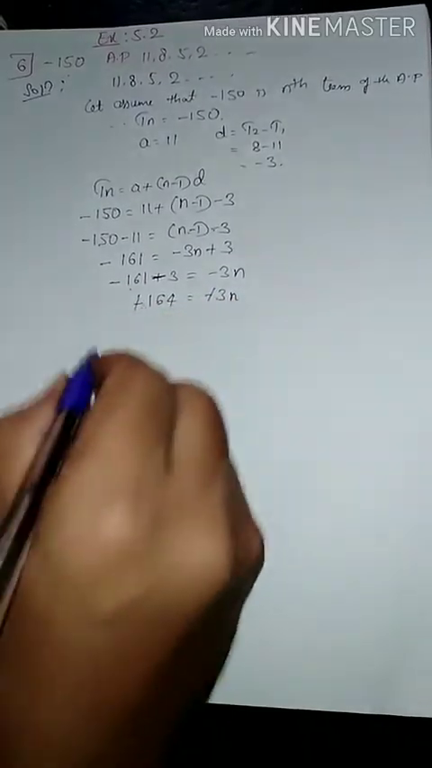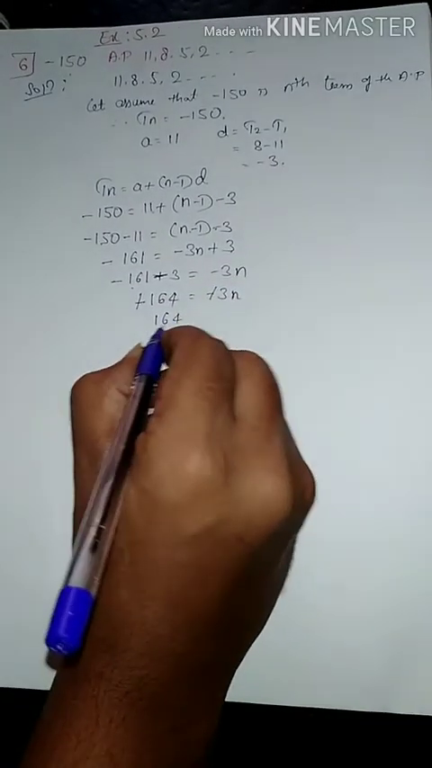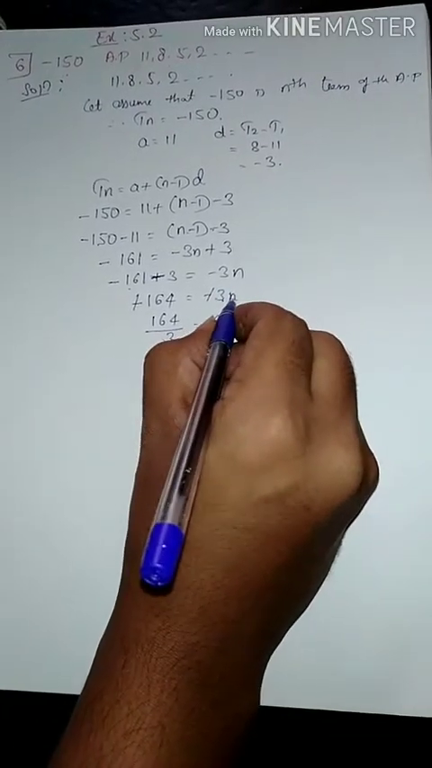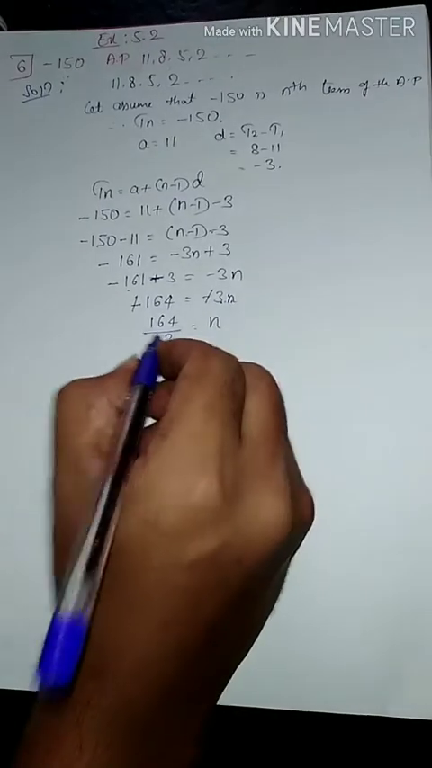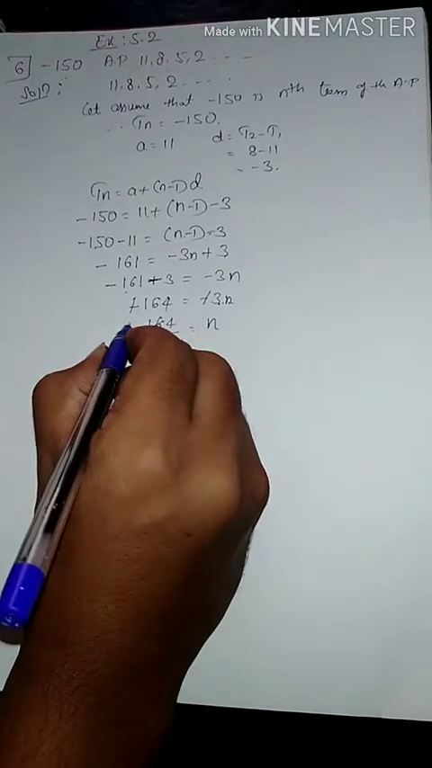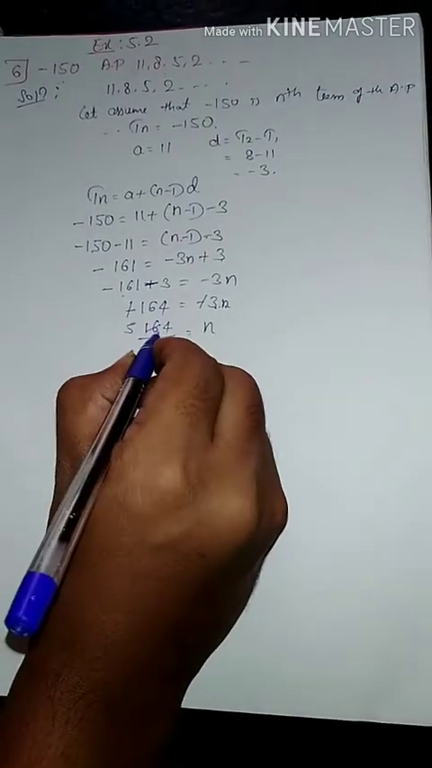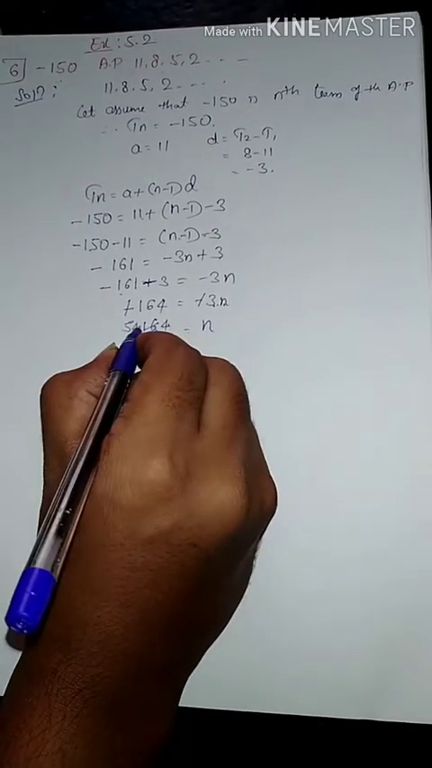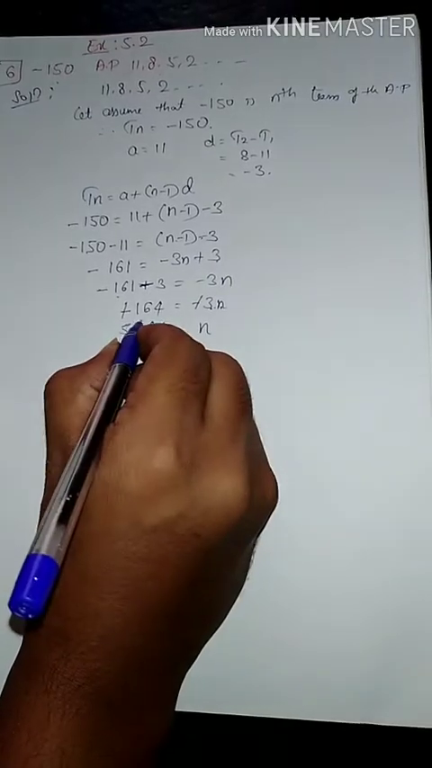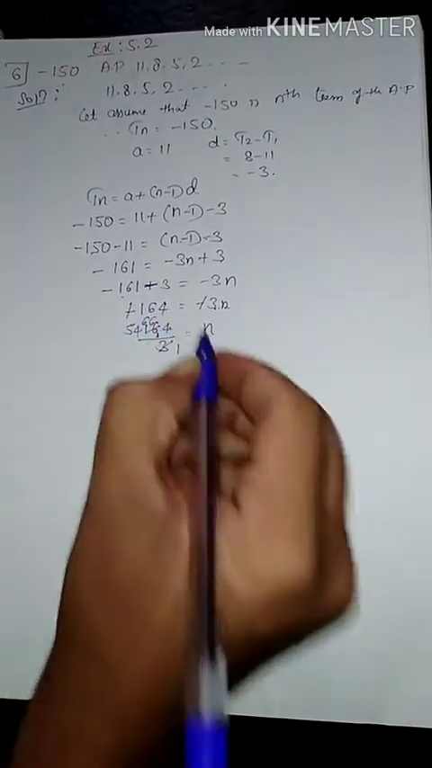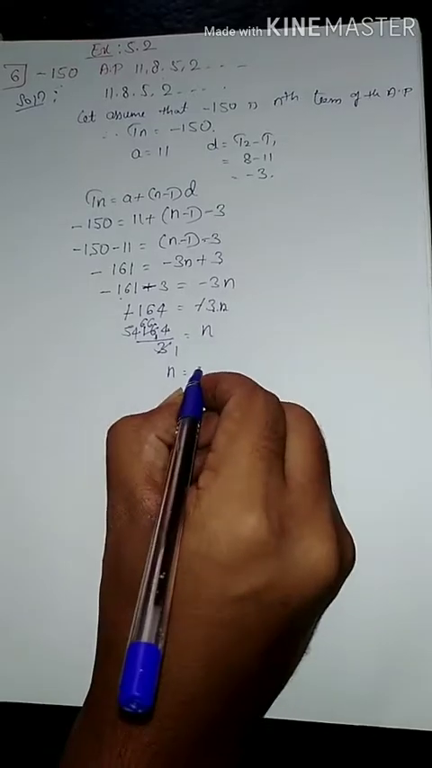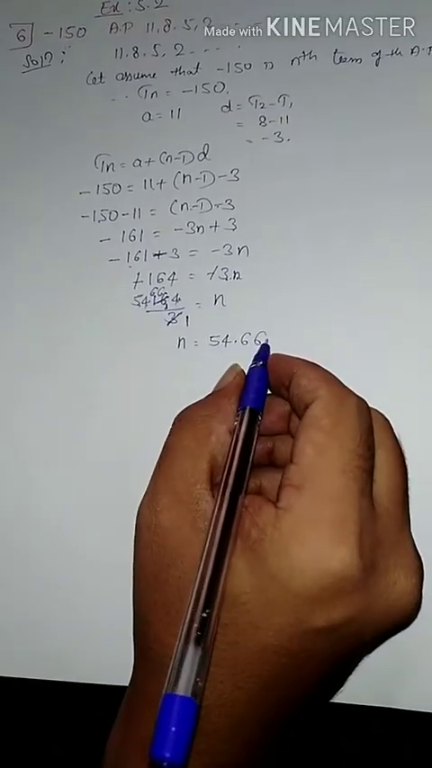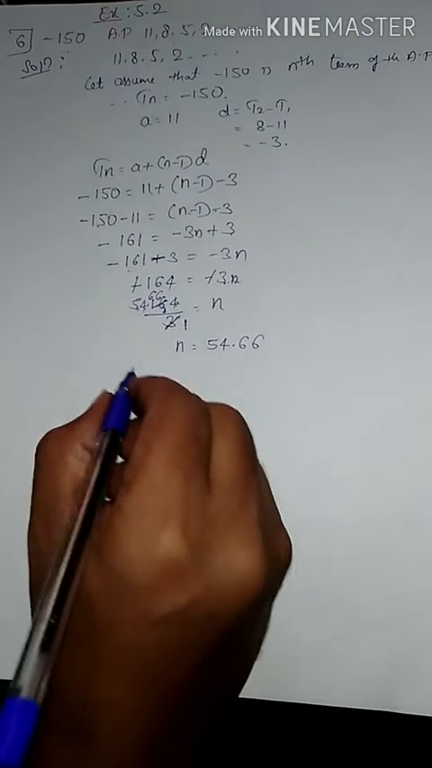The minus signs cancel. 164 divided by 3 is equal to n, because the 3 is multiplying on the right hand side, so it moves to the left hand side and becomes division. 3 ones are 3, 5 are 15, 1 is the remainder and it becomes 14. 3 fours are 12 and 2 is the remainder. Put a decimal point and it becomes 20. 6 threes are 18, and again 6 threes are 18, and it will continue like this. Therefore n is equal to 54.66.